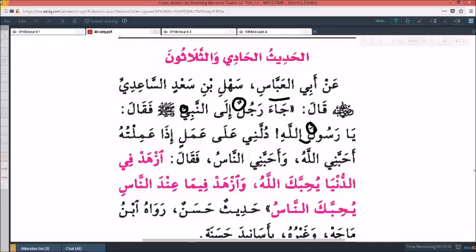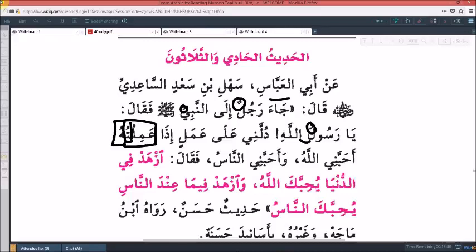Idha amiltuhu. Amiltu. This is a verb. Madi, mudari, amr, madi, past tense. Amiltu is my fa'il. What tense is it? It's past. What is the fa'il? Ana. Idha amiltuhu. If I did it. What is the maf'ulun bihi? If I did what? If I did it. Who? Who is a maf'ulun bihi.